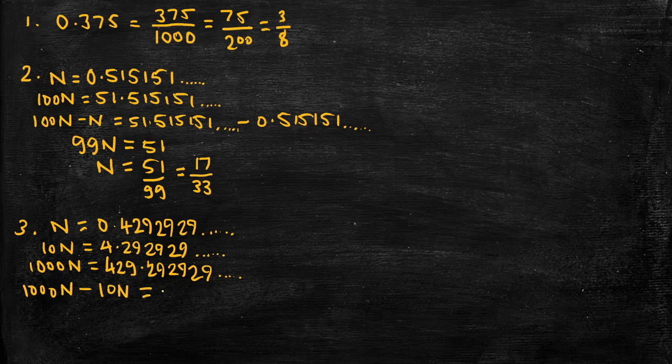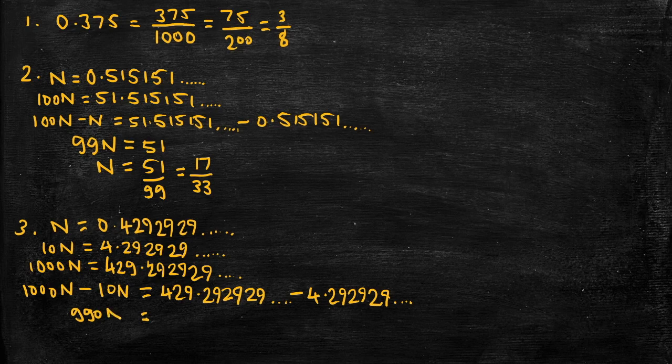And now if I subtract both sides, I'll have 1000n minus 10n on the left hand side, and on the right hand side I'll have 429.292929 ... minus 4.292929 ... And so 1000n minus 10n is 990n, and 429.292929 minus 4.292929 is 425. So n is equal to 425 over 990.